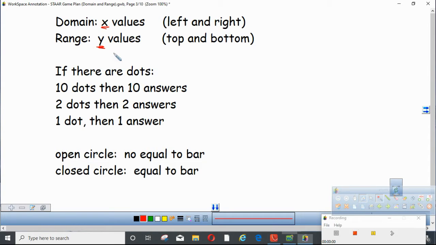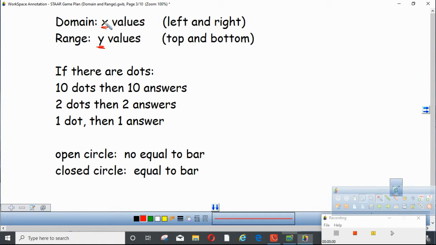Now, domain and range is typically like cropping a picture, if there is a picture. Think about if you take a picture on your phone and you crop the picture to get rid of all the stuff you don't want. And so you will be looking at that today. The domain would be cropping the X-axis, which is the left and the right. And the range is cropping the Y-axis, which is top and bottom.